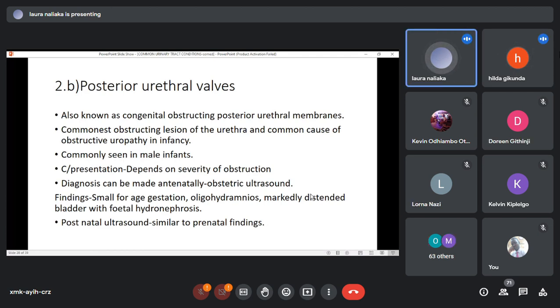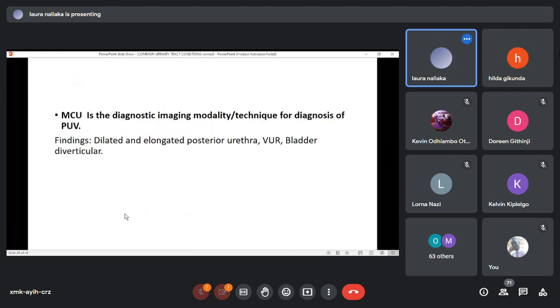Postnatal ultrasound on an infant, you'll be able to pick similar prenatal findings. That's a markedly distended bladder with fetal hydronephrosis, I mean, with the neonatal or infant hydronephrosis. MCU is the modality of choice for diagnosis of posterior urethral valves. Here you'll be able to pick a dilated and elongated posterior urethra. You'll also be able to pick vesico-ureteric reflux because of the chronic obstruction, and bladder diverticula at the same time because of the chronic obstruction.